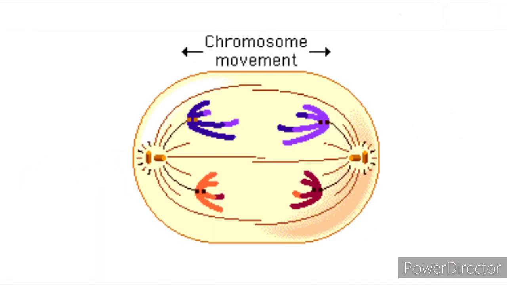As in the earlier stage of prophase, the centrioles have already reached the opposite poles, and by the end of the anaphase, out of each pair of sister chromatids, both of them reach the opposite poles, one at one end, the other at the other end.